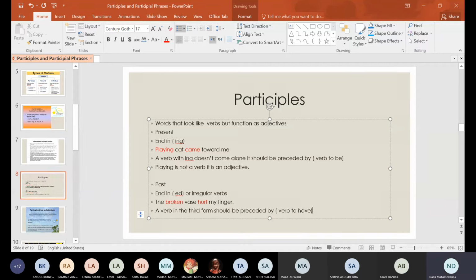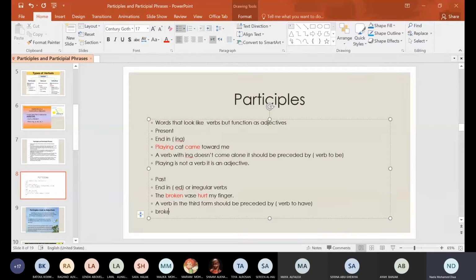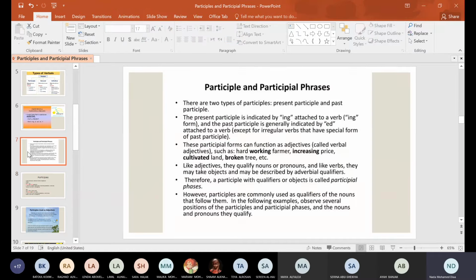Can I say "I broken the vase"? No. I have to say "I have broken the vase" or "she has broken the vase." So it should be preceded by a verb to have. So do I have a verb to have here? No. So the verb is hurt. And broken is the participle. Broken is not a verb. What is it, teacher? It is an adjective to vase.